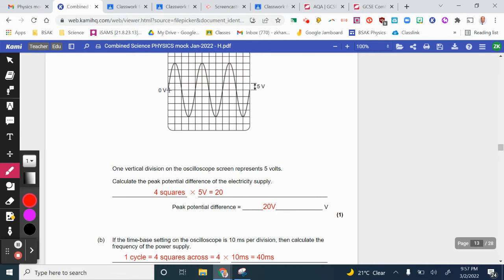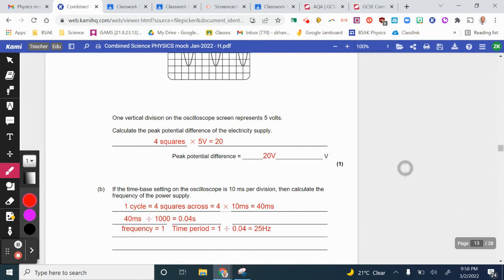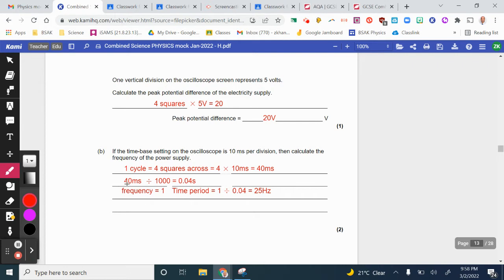Now, if we look, the complete cycle, if you start here, ends here, and then the pattern repeats itself again. So the number of squares for one cycle is 1, 2, 3, and 4 horizontally, and each square is worth 10 milliseconds. So it's 4 squares multiplied by 10 milliseconds. So in total, from there to there, the time for one cycle, or the time period, is 40 milliseconds. Now, once we've got the time period, we know that the time has to be in seconds, so we divide that by 1,000, that's 0.04 seconds.